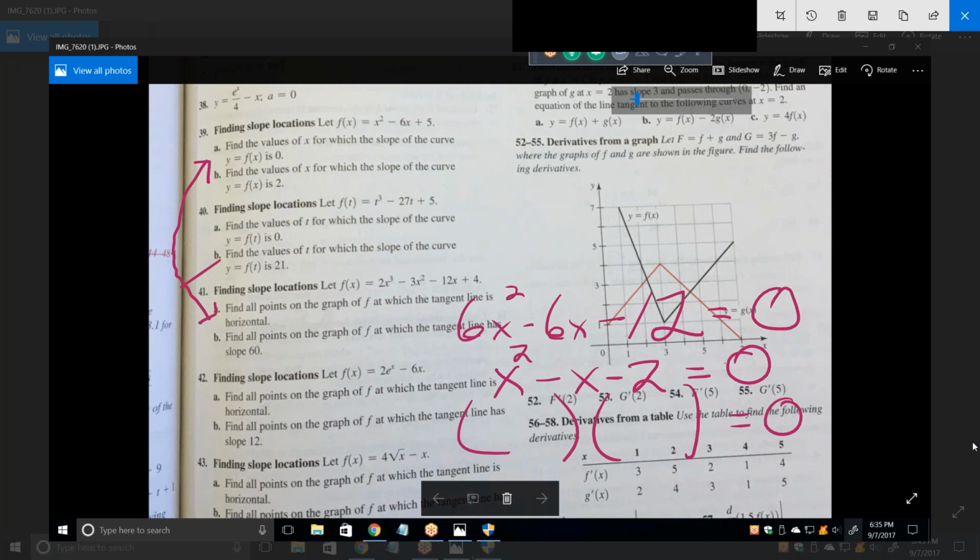So would it be x plus 1 and then x minus 2? Okay, now you got your values. Where is the slope of this thing equal to 0? It would be x equals 1 and x equals 2. -1. -1. And 2. Okay, this is a cubic function that we started with.